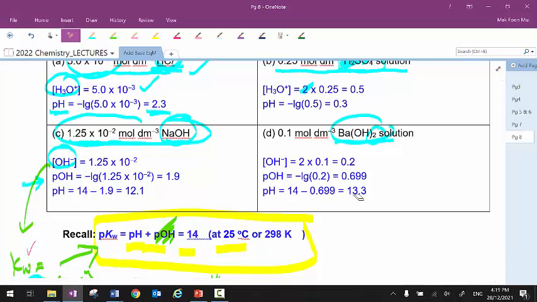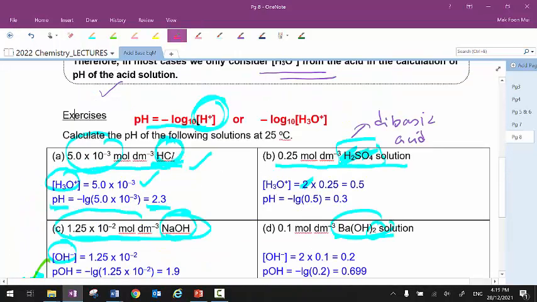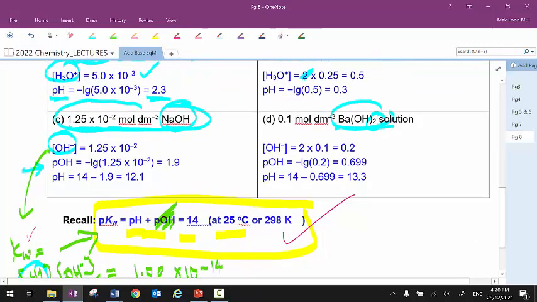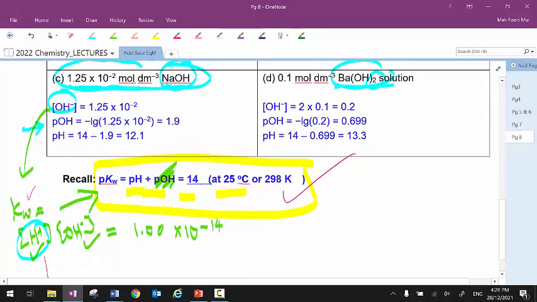So do remember the very important relationship between pH plus pOH, and this equation, which is pH equals minus log to base 10 of H plus concentration. In the next lecture, you will encounter how to calculate the pH of weak acids and weak bases.